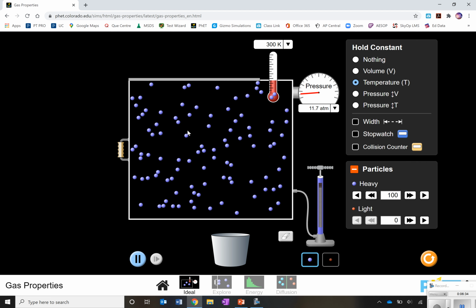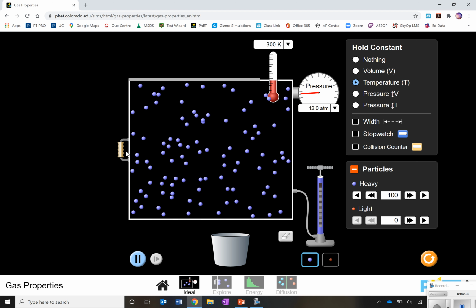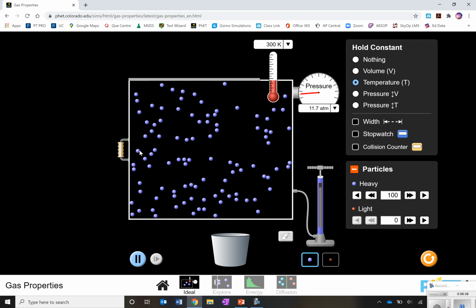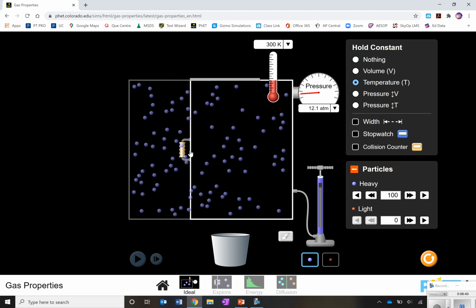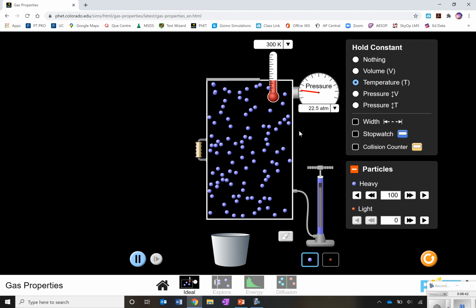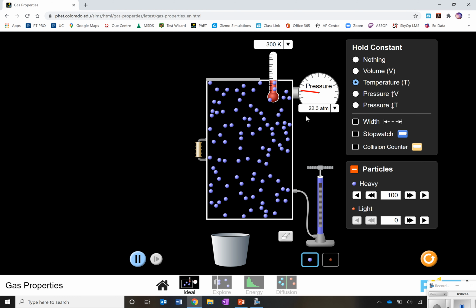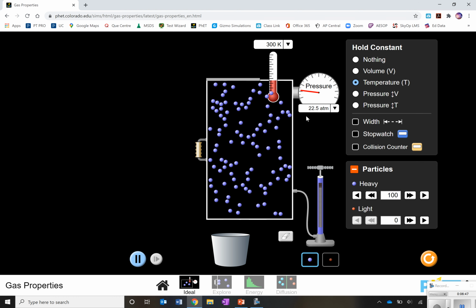And we're going to see what happens if we decrease our volume. Since we have an inverse relationship with Boyle's law, if we decrease our volume, we should see an increase in pressure. Let's see what happens. We'll go about half. Pressure goes from 12 atmospheres to 22 atmospheres. We have an increase in pressure.